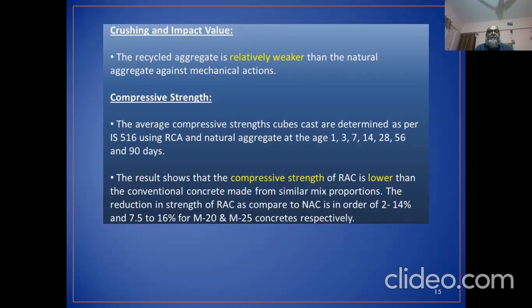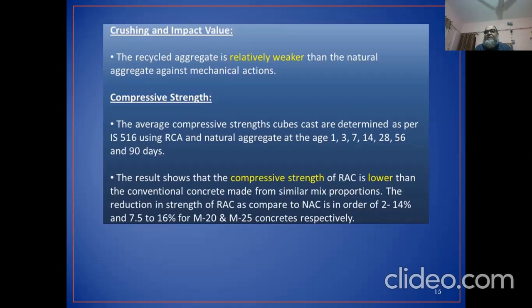The compressive strength is, according to some standards, tested at 1, 3, 7, 14, 28, 56, 90 days, and the result shows that the compressive strength of recycled aggregate concrete (RAC) is lower than conventional concrete made from similar mix proportions. The reduction in strength of RAC as compared to natural aggregate concrete (NAC) is in the order of 2 to 14% and 7.5 to 16% for M20 and M25 concrete respectively.